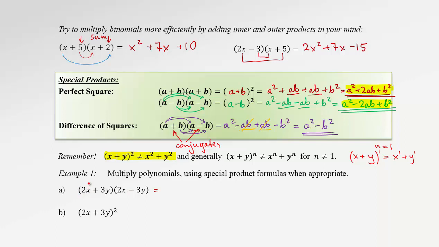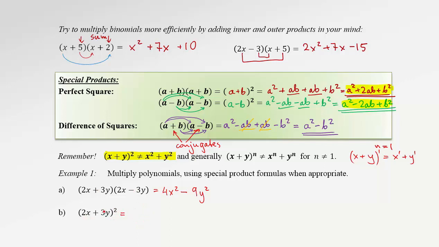We need to square just the first term, which is 4x squared. Remember, when we square 2x, the 2 gets squared and the x gets squared. And then minus, we square the last term, which is 9y squared. And the question is done. So it's beautiful. We don't need to FOIL anymore. We saved quite a bit of time.